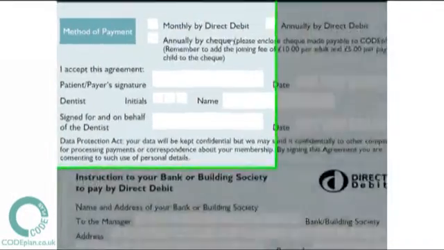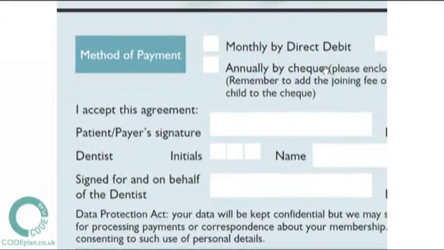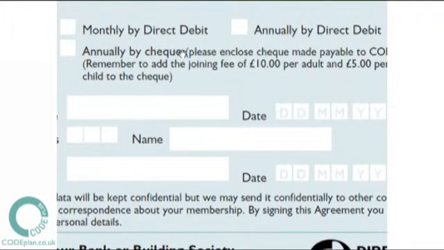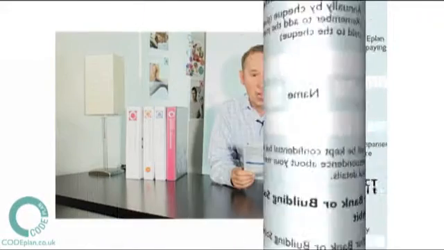At the top of the form, we've got the payment method, annually by direct debit or monthly by direct debit. As a rule, we prefer monthly by direct debit because we don't need to write to the patient every year. With an annual direct debit, we've got to contact the patient each year to renew the direct debit. There is also, in some plans, annually by cheque. But here again, cheque is the less preferred option because we need to write to the patient and request them to send us a cheque.